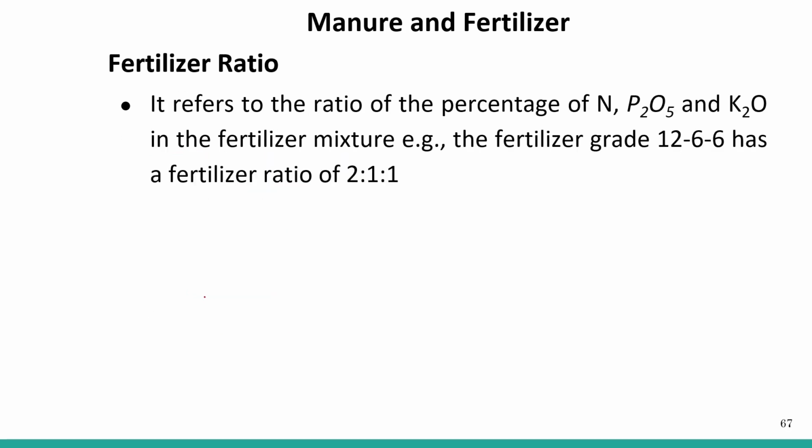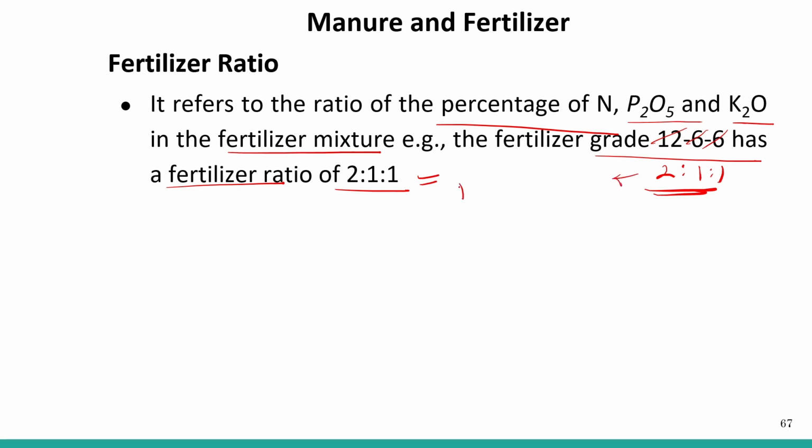Fertilizer ratio. It refers to the ratio of the percentage of N, P2O5, that is phosphorus, and K2O, potassium, in the fertilizer mixture. The fertilizer grade 12-6-6 has the fertilizer ratio 2:1:1. So again, this can be simplified as 2:1:1. So that is considered the fertilizer ratio.